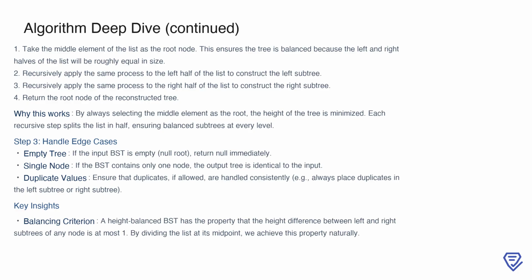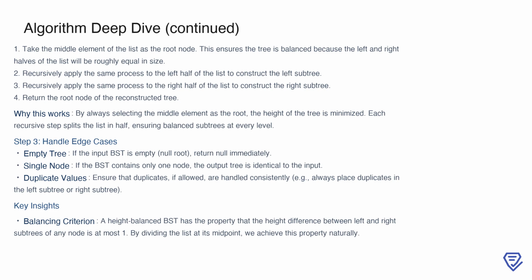This approach works because selecting the middle element minimizes the height of the tree at each step, and dividing the list in half ensures that the subtrees remain balanced at every level. Additionally, we account for edge cases such as an empty tree, where we simply return null, or a tree with only one node, where no reconstruction is needed.